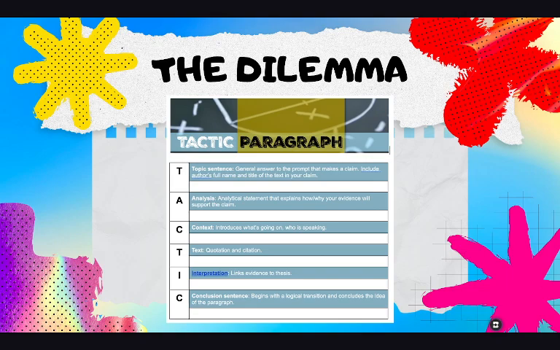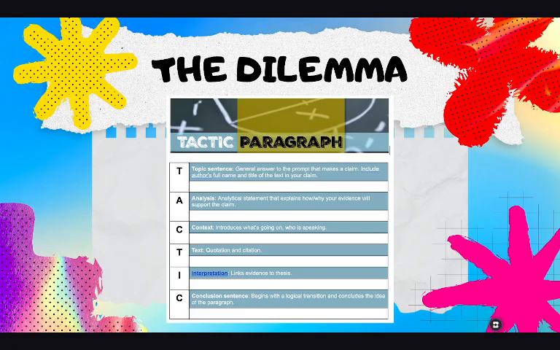T-A-C-T-I-C. T is for topic sentence, A is for analysis, C for context, T for text. T is important because this is where the students bring in their direct evidence from whatever piece of literature they're analyzing. And then I for interpretation, and then C, conclusion sentence. When I first brought this up with the students and showed them how to do this, it was, hey, no problem, we can do this.